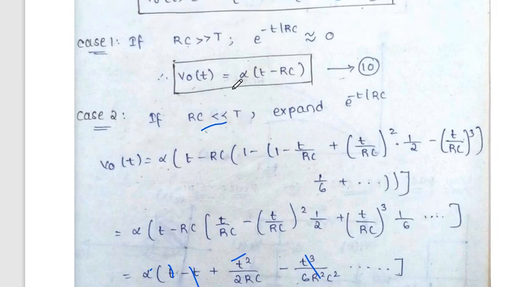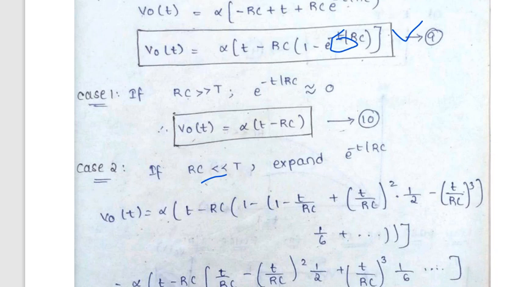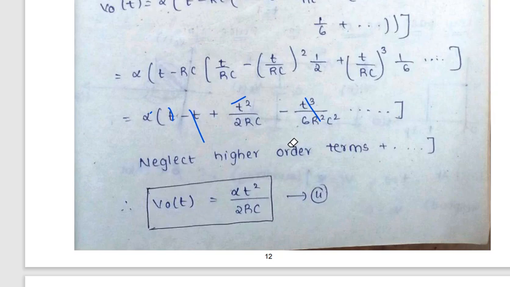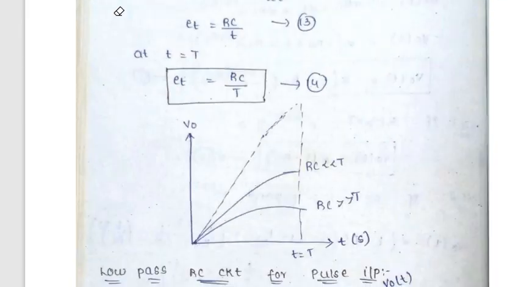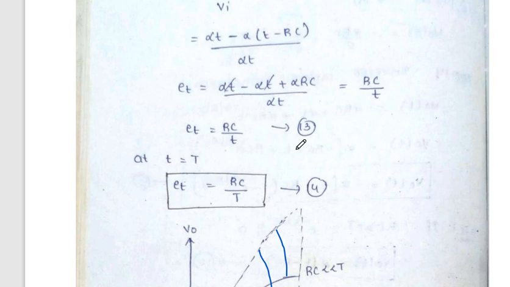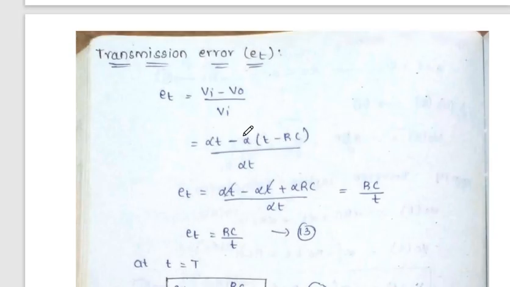For RC far greater than t, the output response is V naught of t equal to alpha into t minus RC. And this is the generalized expression for output response. Now coming to calculate the transmission error, we already know the meaning of transmission error. It represents the deviation between the input and output. The deviation between the input and output is represented by a parameter. That parameter is called transmission error.